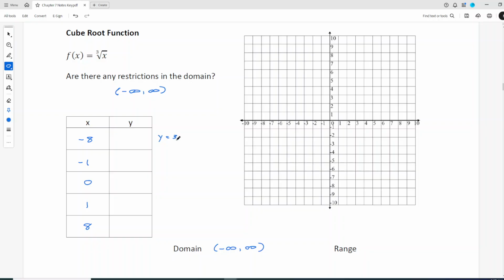If I take the cubed root of -8, I get -2. If I take the cubed root of -1, I get -1. If I take the cubed root of 0, I get 0. The cubed root of 1 is 1. And lastly, the cubed root of 8 is 2. And this is going to give me the points that I'm going to sketch.